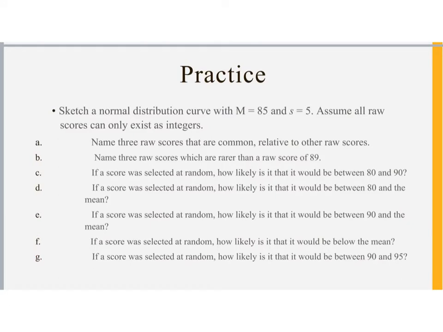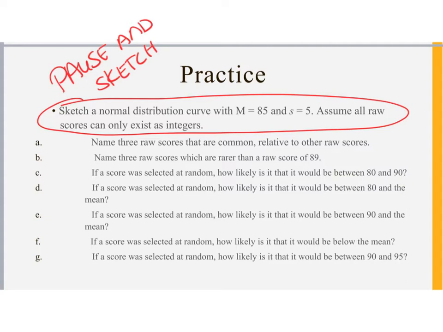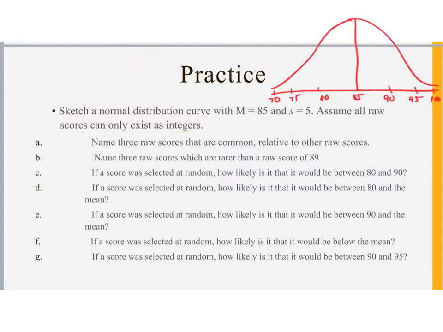Sketch a normal distribution curve with a mean of 85 and a standard deviation of 5. Then hit play to compare your graph to mine before answering the questions. I end up with a graph with 85 set at the center, and then I started drawing out the raw scores that corresponded to the z-scores.